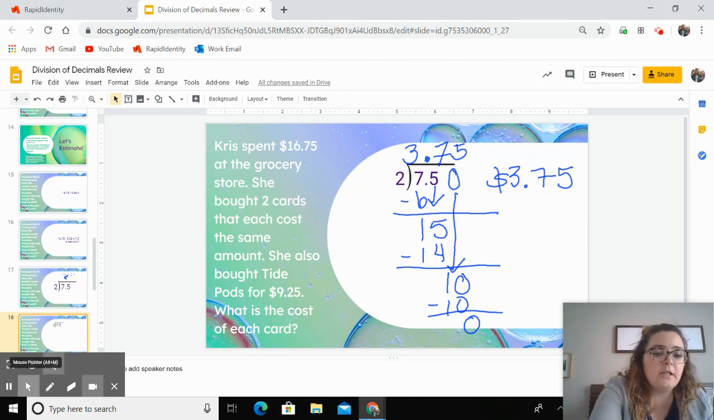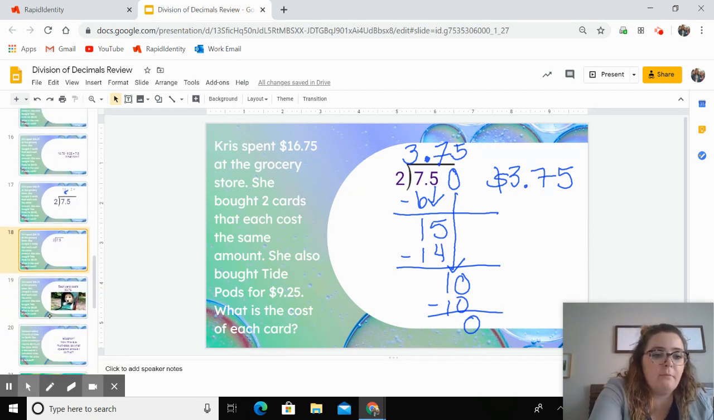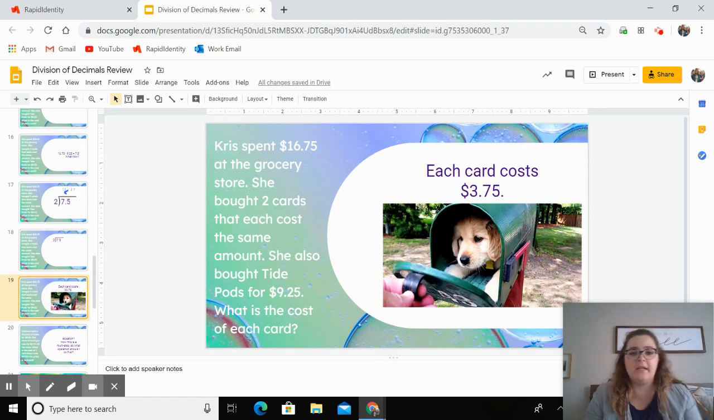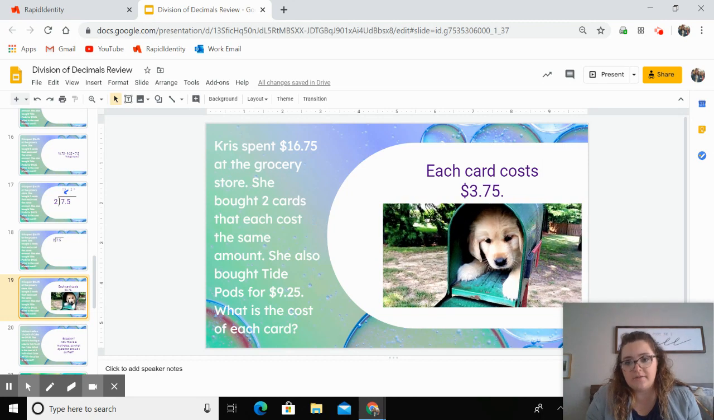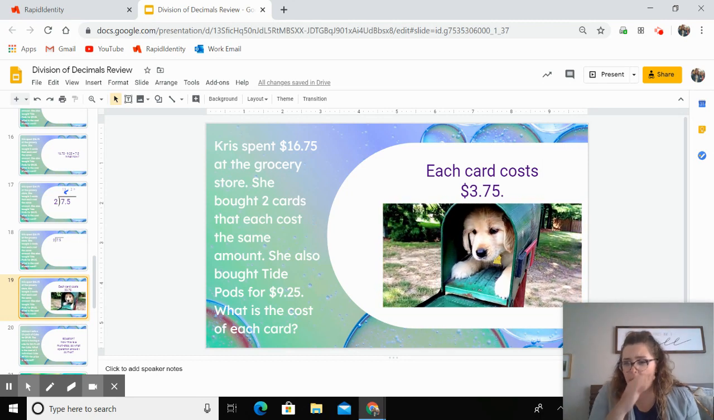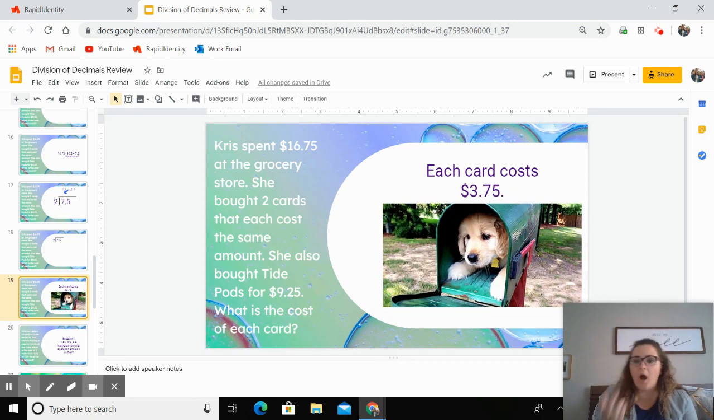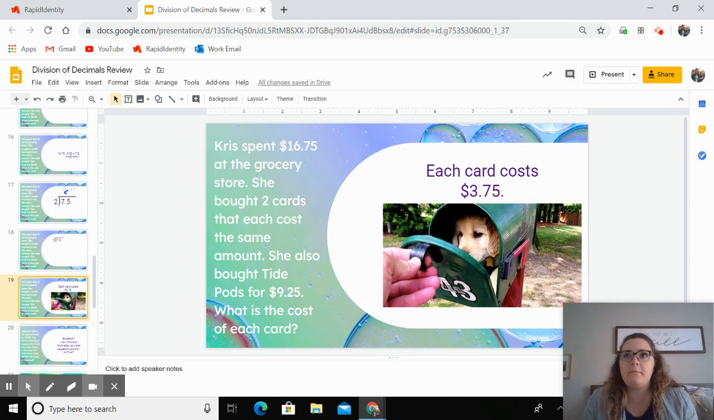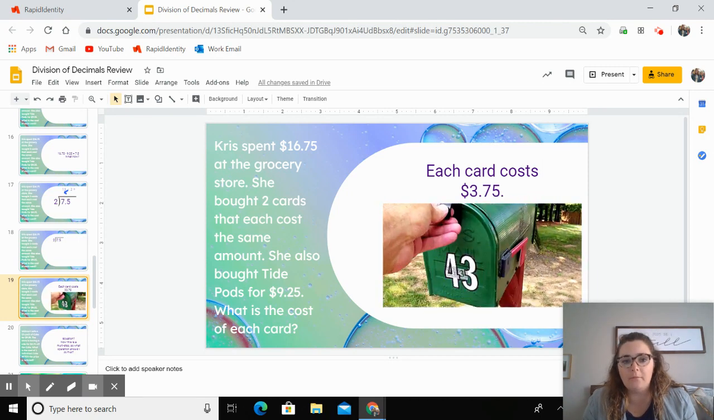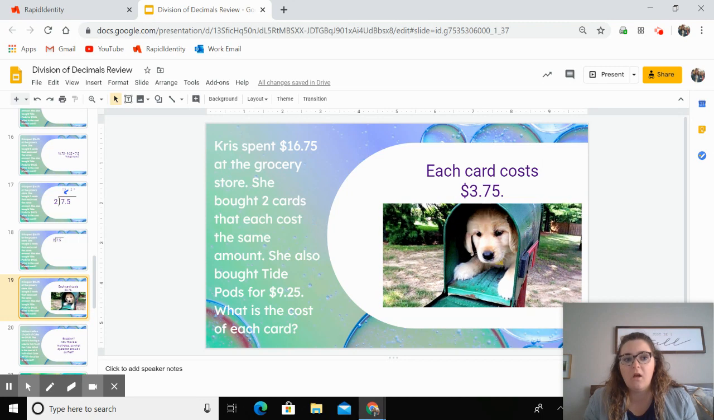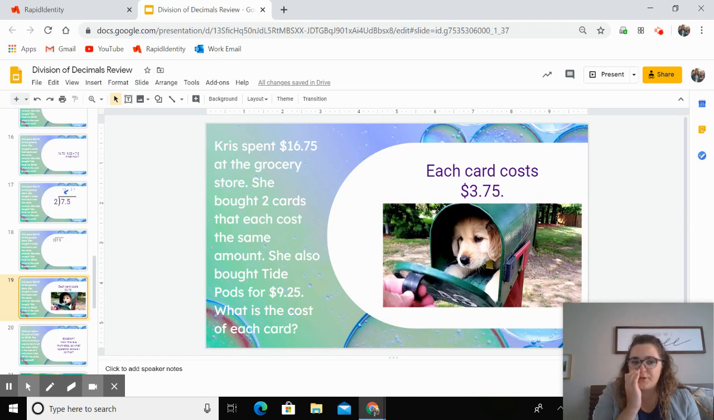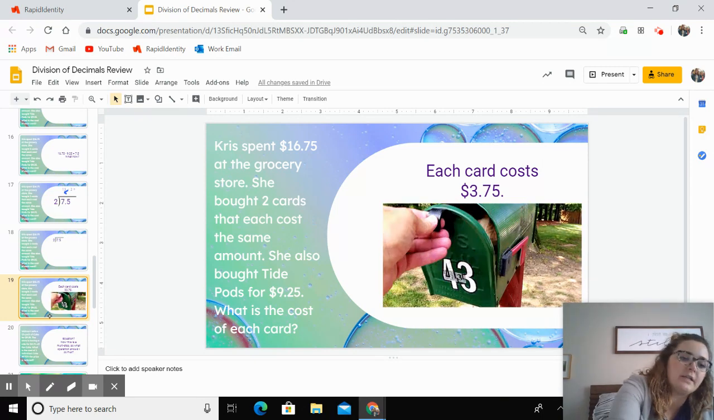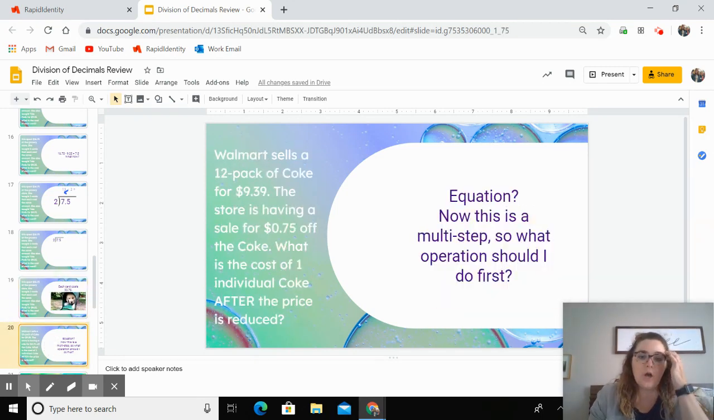But let's look and see if our estimate from before actually made any sense. So each card cost $3.75. We estimated that each card would probably cost around $4. So yes, our estimate makes sense and is logical, and our answer is actually logical because $3.75 isn't a whole lot less than $4. All right, we're going to do one more together and talk through it, okay?